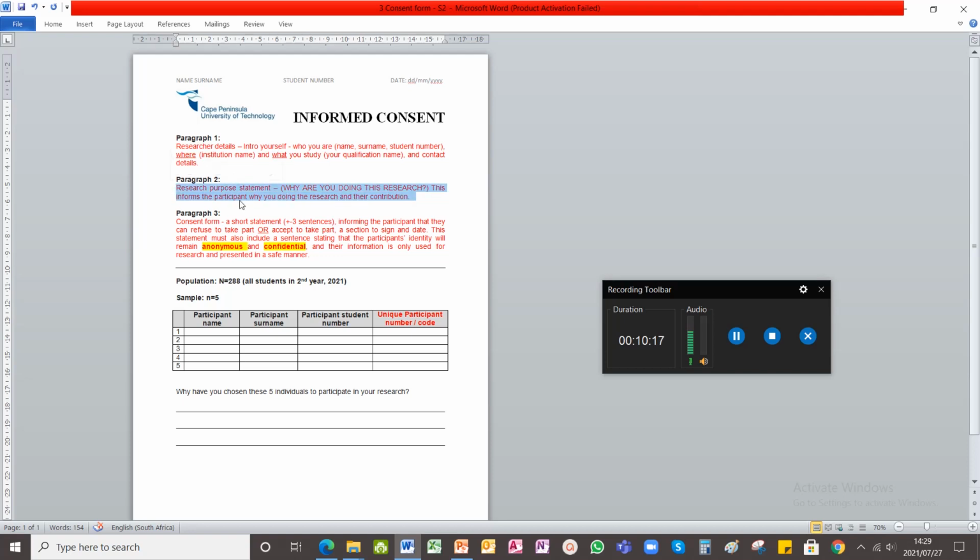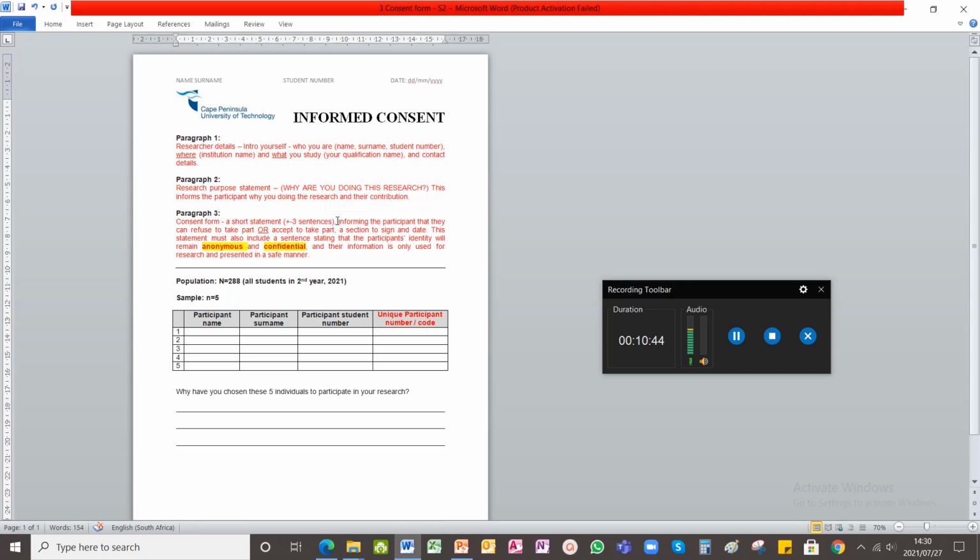So for example, you could say that I am doing research on bullying in education, and your input will help me understand the problem better. Simple, very simple. One sentence to two sentences in that paragraph. Then the last paragraph, paragraph 3, you have to indicate a short statement, only 3 sentences.